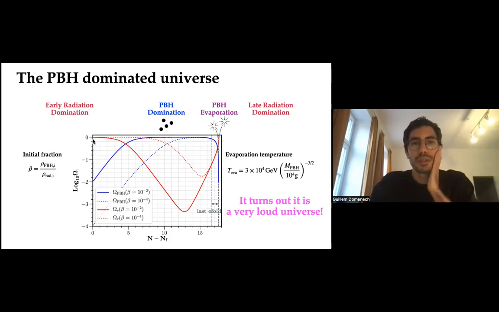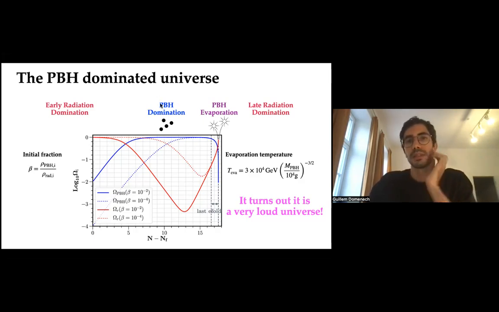So you see in red, you have radiation, and in blue, you have the primordial black holes. These primordial black holes behave like a pressureless fluid, so the energy density does not decay as fast as the radiation. And at some point, they will dominate the universe. If the initial fraction is not too small, they will eventually dominate the universe. Depending on the initial fraction, they will dominate earlier or later.